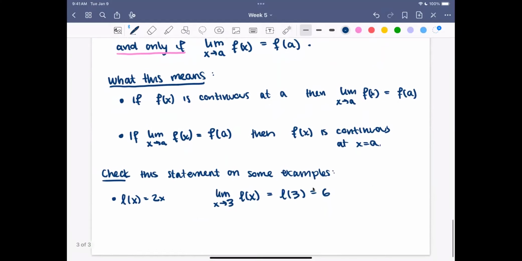And if I draw a little picture, this should match our intuition about what limits are doing. We know this function is continuous, and so the limit as x approaches 3 from either side is going to equal 6, which is also the value of the function at x equals 3.